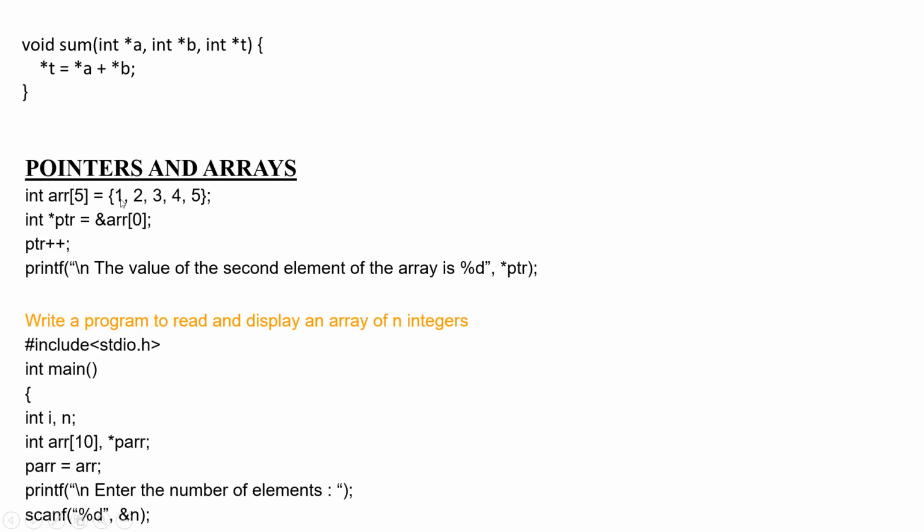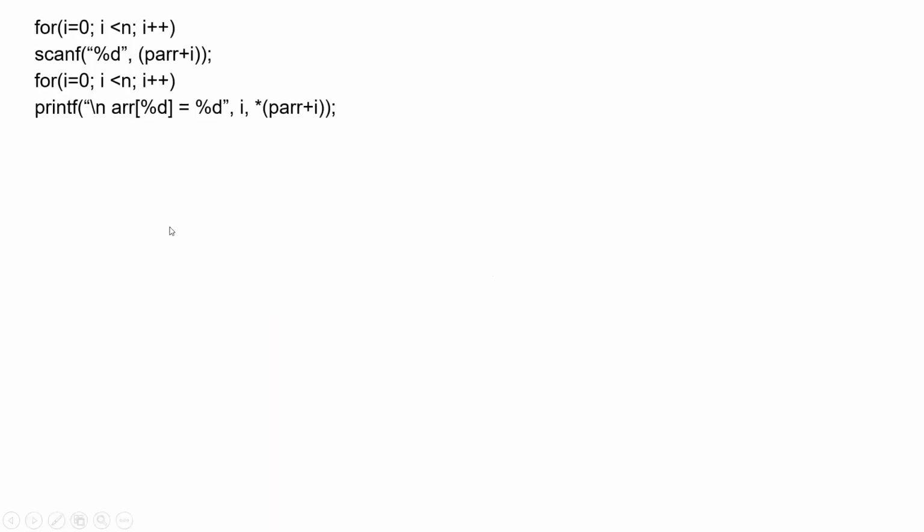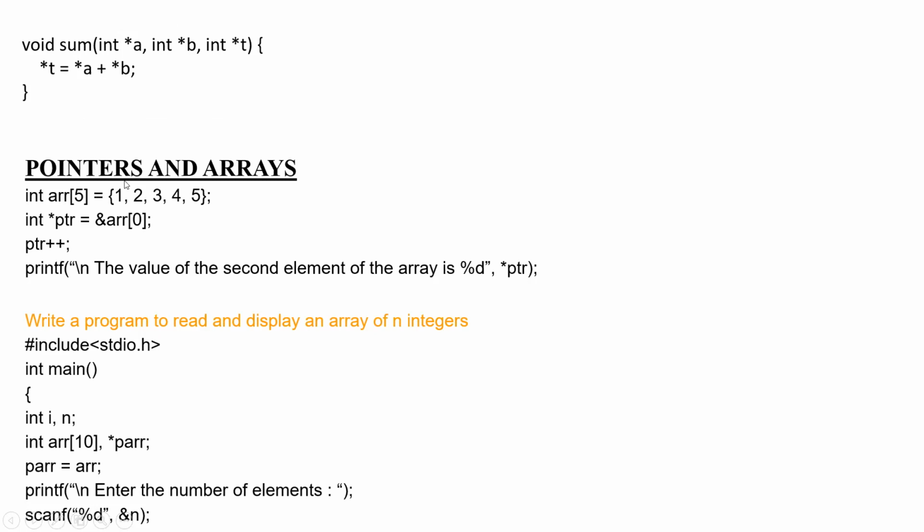So this points to the first element. The pointer is incremented using ptr++. After the increment, ptr points to the second element of the array, and *ptr means it's 2. So the output of this small program is 2.